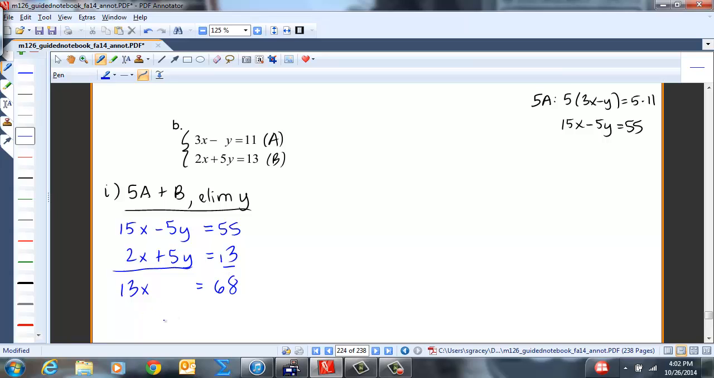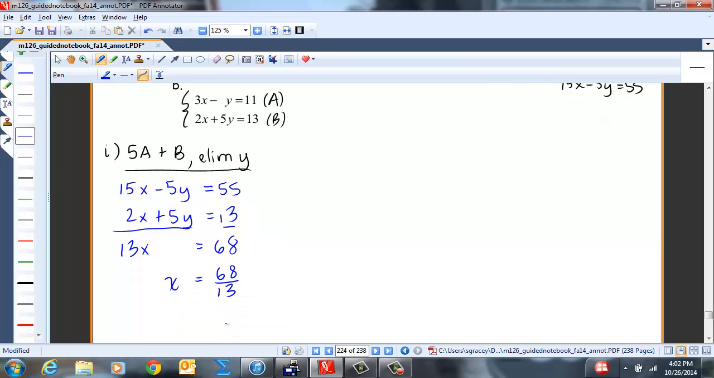And dividing, we'll get 68/13. And I think that is good there. So now our next step will be to substitute x equals 68/13 into an equation.